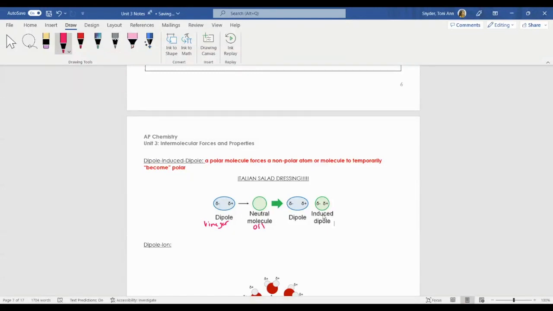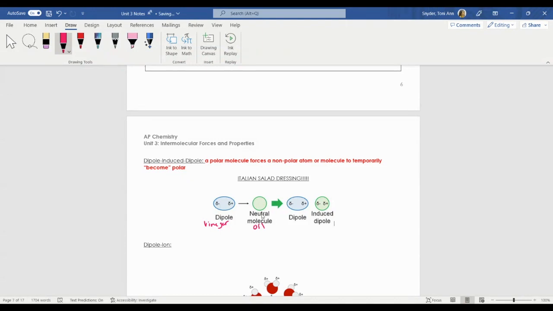How do we know it's temporary? Well, what happens when you shake it up? The Italian salad dressing stays together. But if you leave it for a little bit of time, it's going to separate again. So for that temporary time, those particles are attracted to one another. They stay together. They stay mixed. That vinegar induces that dipole on that oil, but then they go back to how they were, a dipole and a totally neutral molecule that really don't like each other.